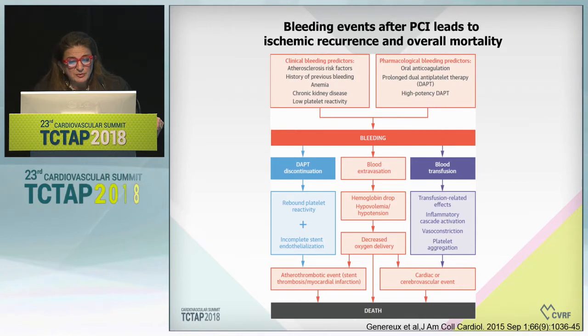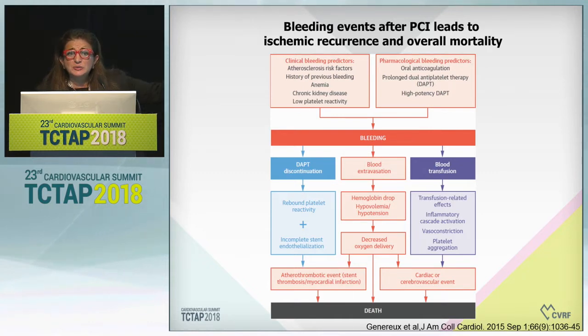And furthermore, there was a very important central illustration of why there is this association between increased bleeding and increased mortality in the patients who have had bleeding events. What he tried to show is that when there's bleeding, there's discontinuation of dual antiplatelet therapies and other issues. It's a multifactorial issue that perhaps is not directly causal, but there is a very clear association with mortality down the line. And so we really want to use bleeding avoidance strategies.